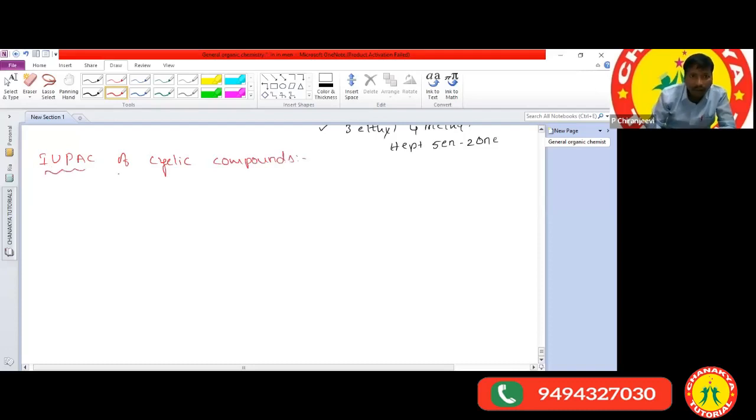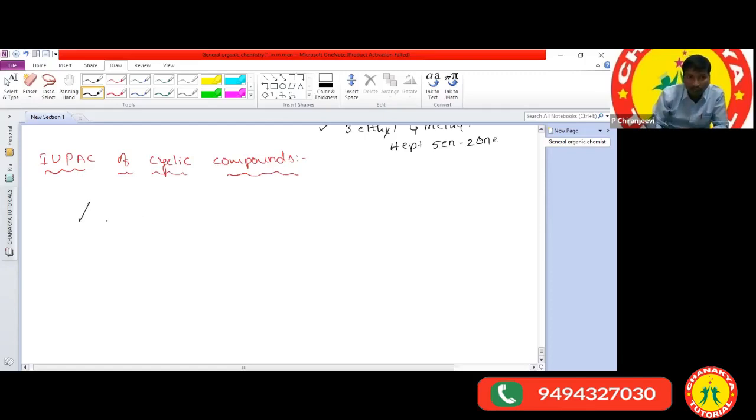Now, is cyclic a primary prefix or a secondary prefix? While discussing the IUPAC nomenclature, I told you to remember the 3 terms: prefix, root word, suffix. For the prefix we have 2 types: secondary prefix and primary prefix. Secondary prefixes represent substituents. Primary prefixes represent whether the given compound is cyclic or acyclic. Based on that, we are seeing some of the names.